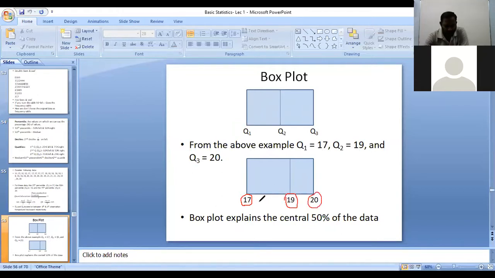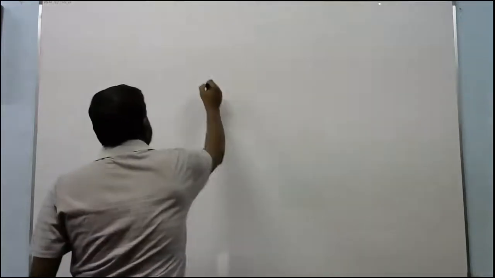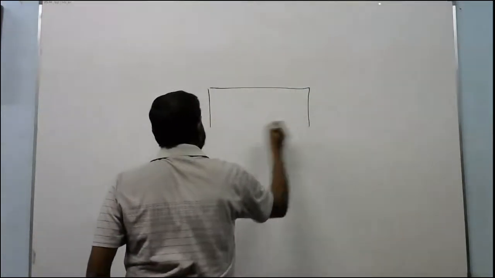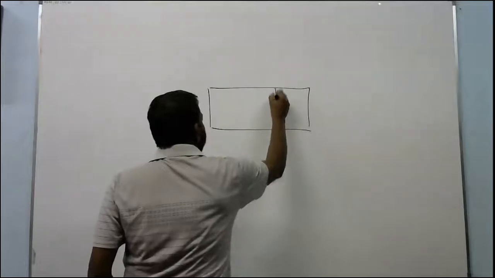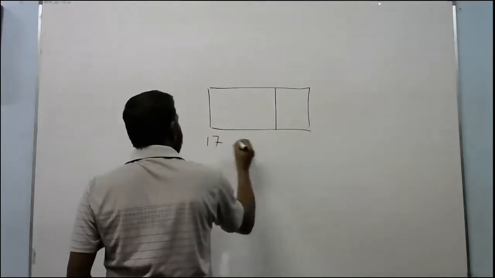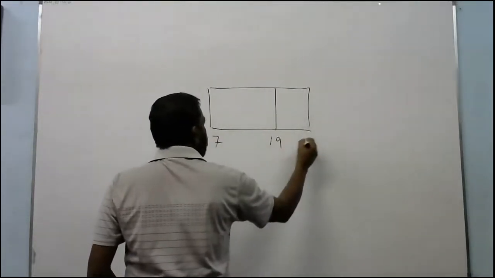So you see here how the deviation is. This is the middle 50% of the data, right? I will be using the board now. So this is our box plot. The values are 17, 19, and 20.